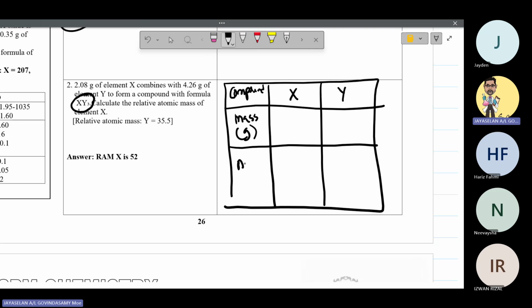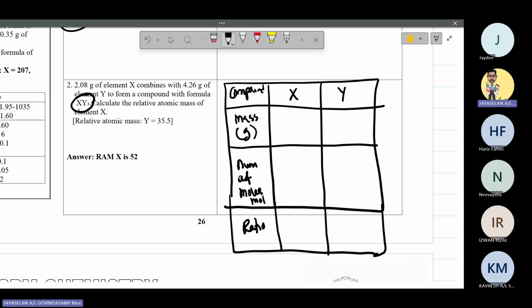Okay, after that, you all do what? You need to find the number of moles. So you guys put here mol. Then third step, you all have to find the ratio. So find the mass. Mass of element X, you put here 2.08. Mass of element Y is given 4.26.